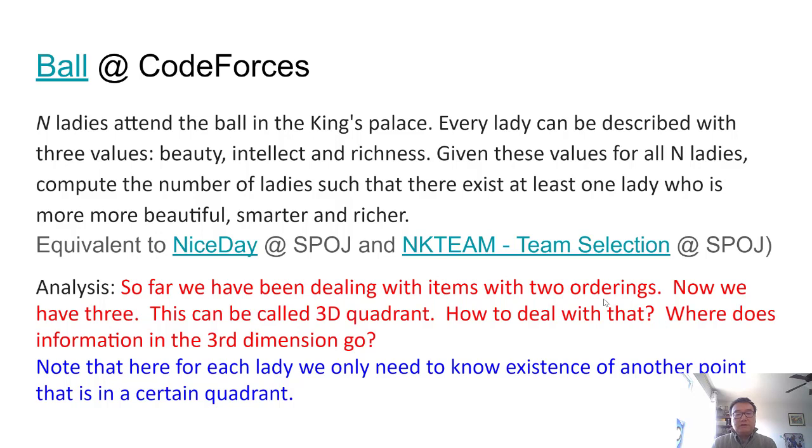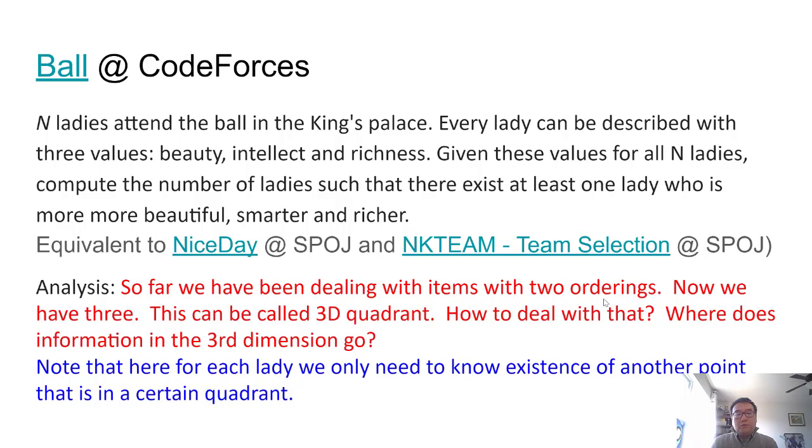So how do we do that? This is almost like a 3D quadrant. I don't know whether it should be called a quadrant, but essentially we are querying information about this 3D kind of corner, if you will. So how do we deal with that? And in particular, where does the information in the 3rd dimension go if we are to solve it using a segment tree? Because the indices are one dimension, sorting is another dimension, and the dynamic update, the order of adding things, is another. Where does the 3rd dimension go?